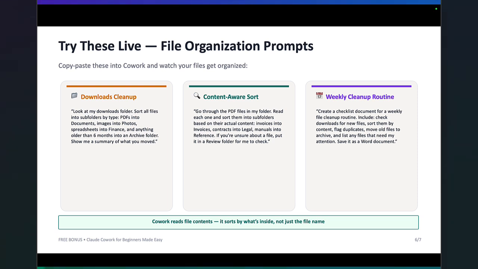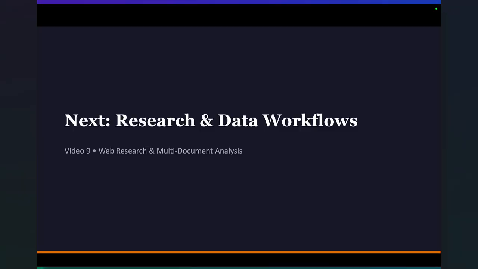So just one more time to say this, Cowork reads file contents. It sorts by what's inside, not just the file name, right? And also, if you give it access to a folder, it will not only have access to the files in that folder, but to the subfolders and the files within those subfolders, right? But you could tell it explicitly if you just want to organize the files in that folder or also the files in the subfolders. All right.